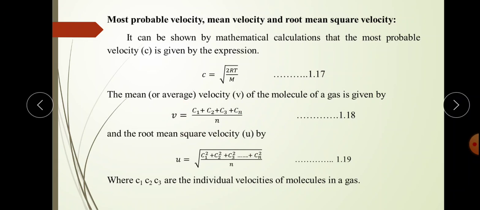And the last definition is the root mean square velocity, that is u. As stated earlier, it is the root mean square of the velocities. Suppose there are C1, C2, C3 up to Cn individual velocities of the n molecules of a gas. The square root of the average of the squares of these velocities is the root mean square velocity, which is indicated by u.